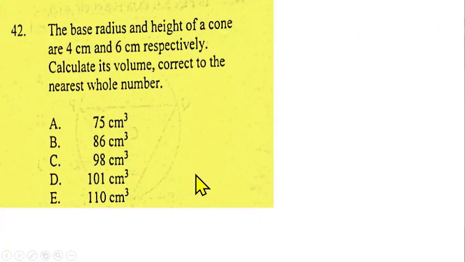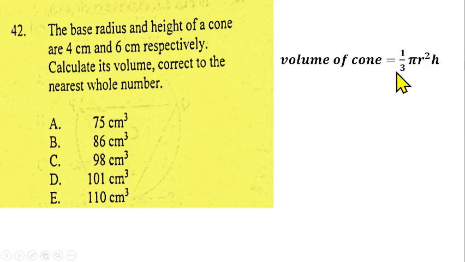Question number 42, still on the mensuration of solid shapes. The base radius and the height of a cone are 4 cm and 6 cm respectively. Calculate its volume correct to the nearest whole number. In this case, you are measuring a cone. You have to find the volume of a cone, and the volume of a cone is 1/3 of the cylinder. 1/3 of the volume of a cylinder is a cone. That will be 1/3 pi r squared h.